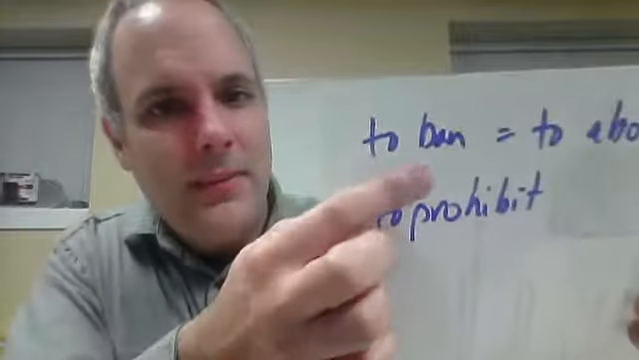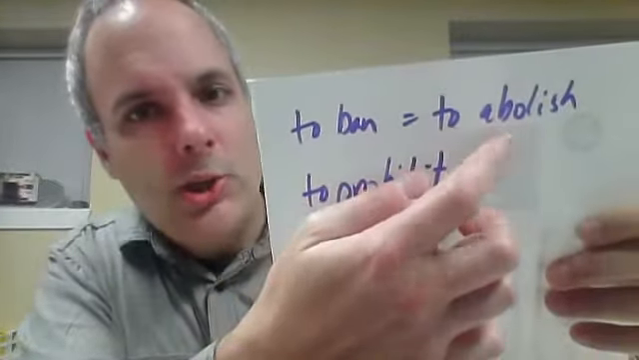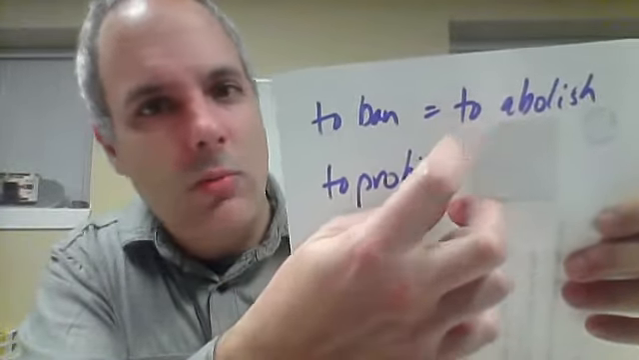Okay, so maybe, for example, the country of Singapore. Singapore decided chewing gum is dirty. People put the gum on the bus and people put the gum in the park. You step in it and it's really dirty. So Singapore decided to ban gum or to abolish gum. Okay, no more, no more.